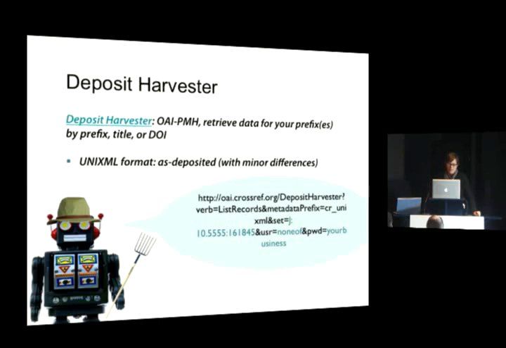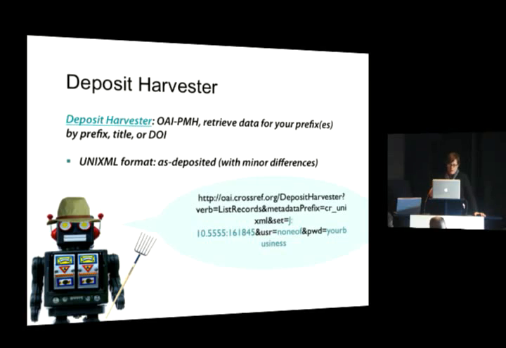So if you want to just take a look at everything you have, we have a tool we call the Deposit Harvester. So you can just harvest your own data. You can retrieve your data by prefix if you have multiple prefixes. You can retrieve it by title, or you can just do a DOI by DOI query. It's an OAI-PMH API. This is a version of the API used by our metadata services subscribers, except you only have access to your data. You can retrieve the data in a few formats.